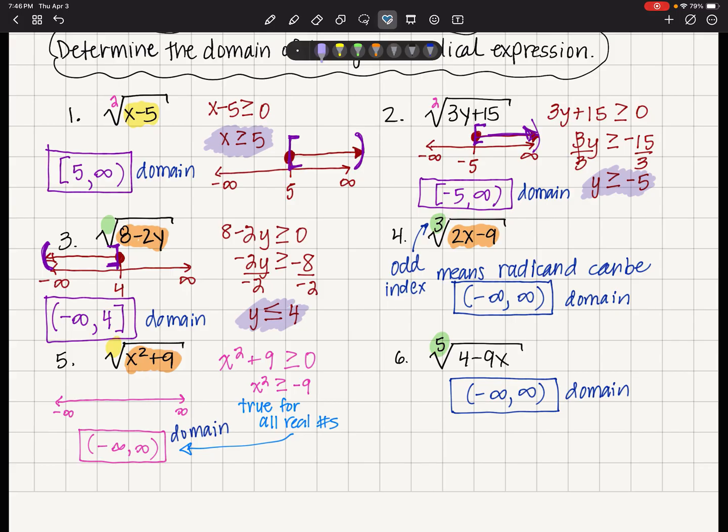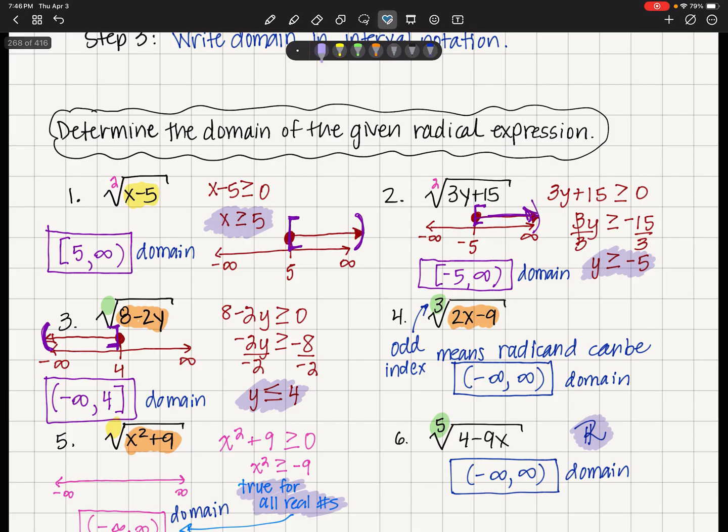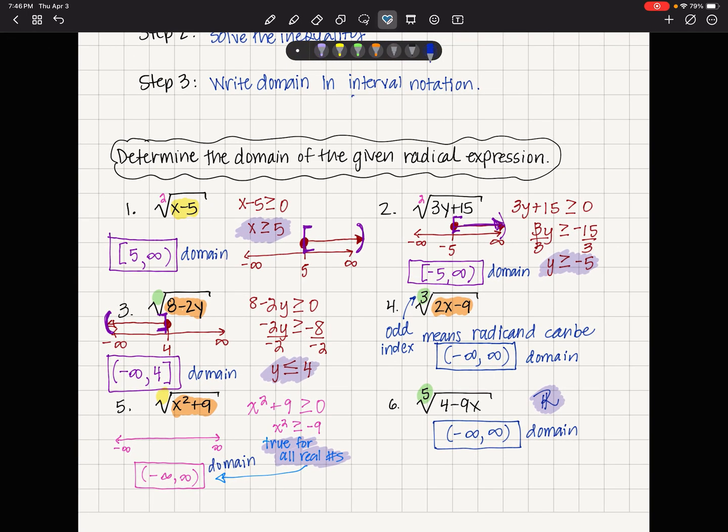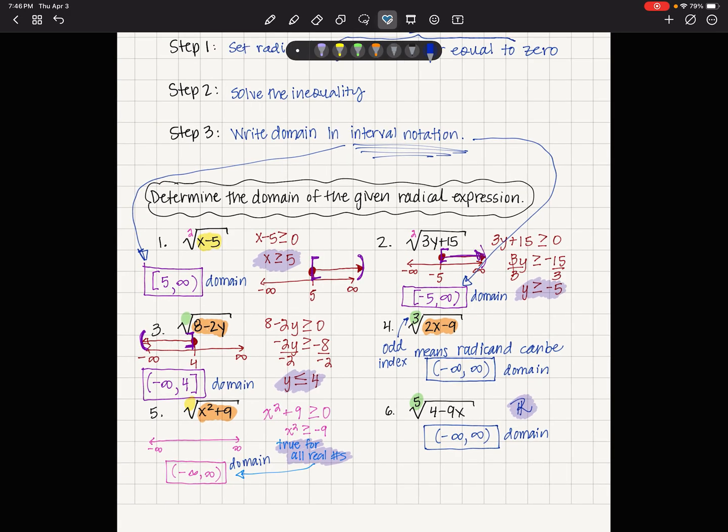On number 5, we said that this was true for all real numbers, so all real numbers is another way to write that. All real numbers is how you would write negative infinity to positive infinity. I highlighted those because those are our inequalities. However, we wanted to write the domain in interval notation, so that's what I boxed. So interval notation was our boxed answer in each and every case. In the next video, we're going to start solving some radical equations.